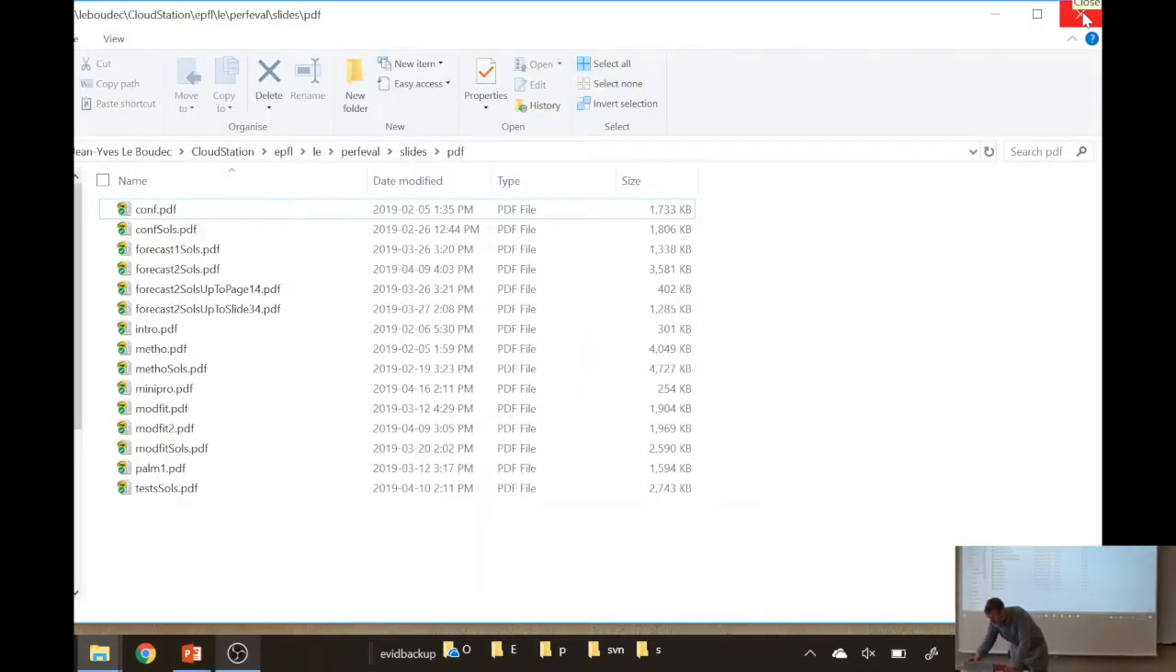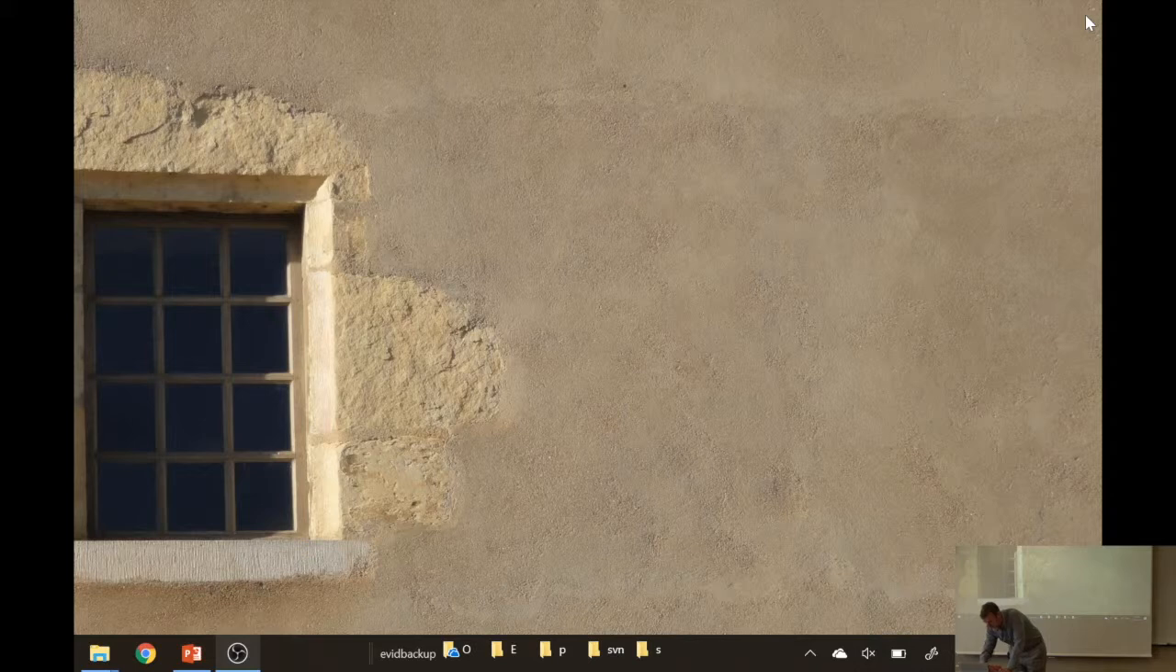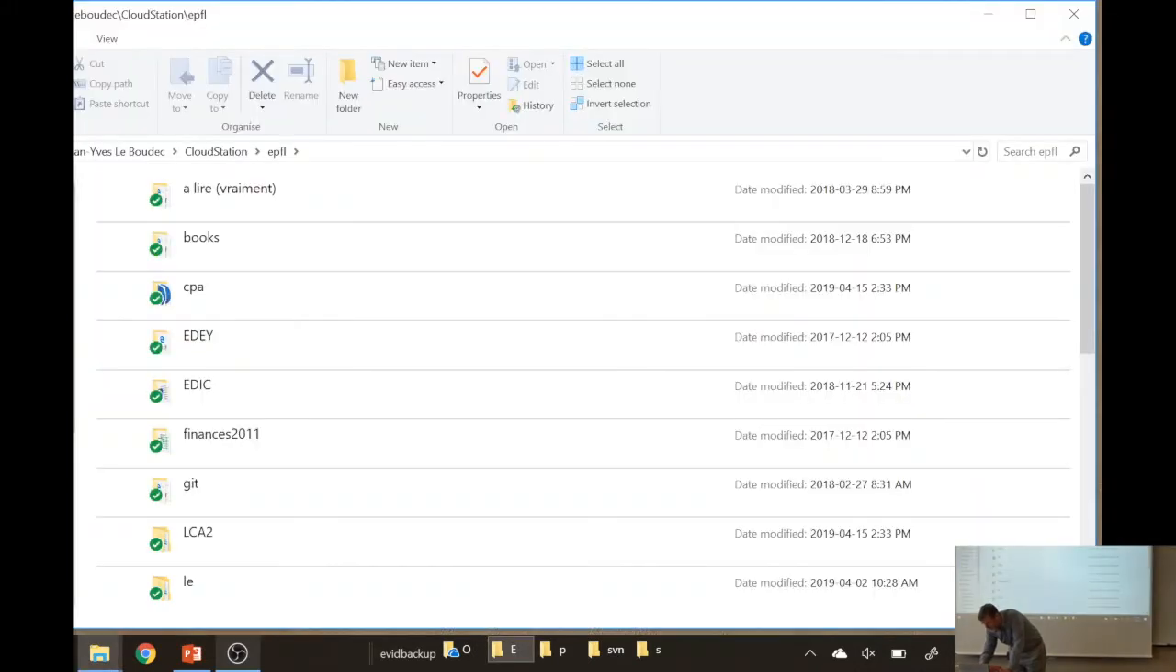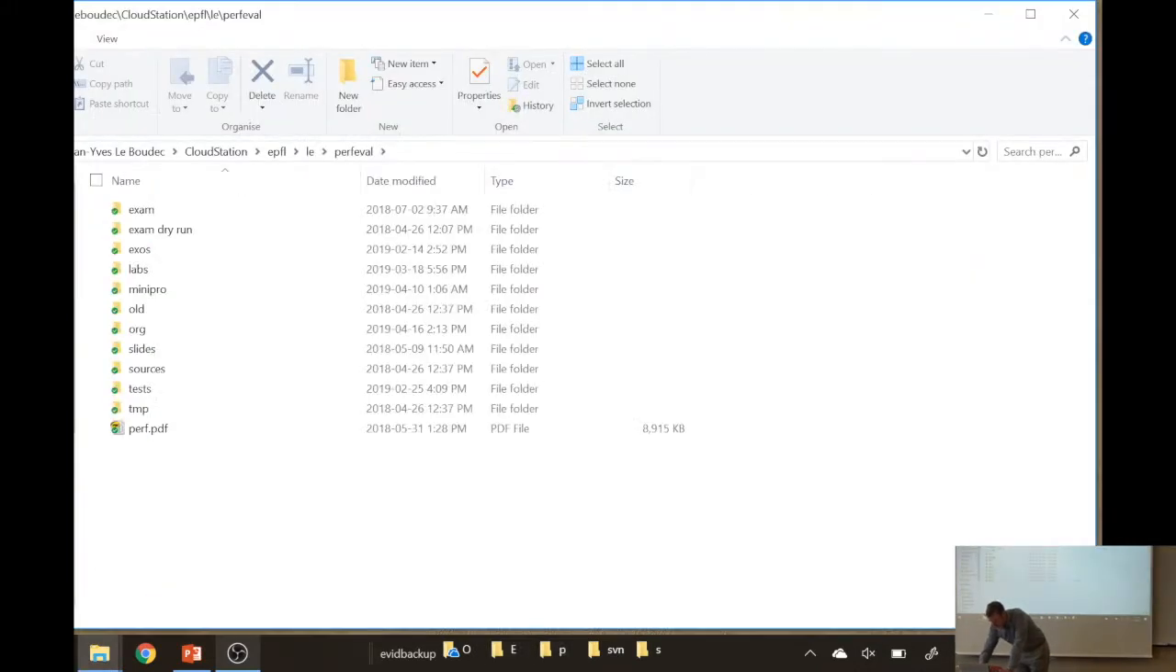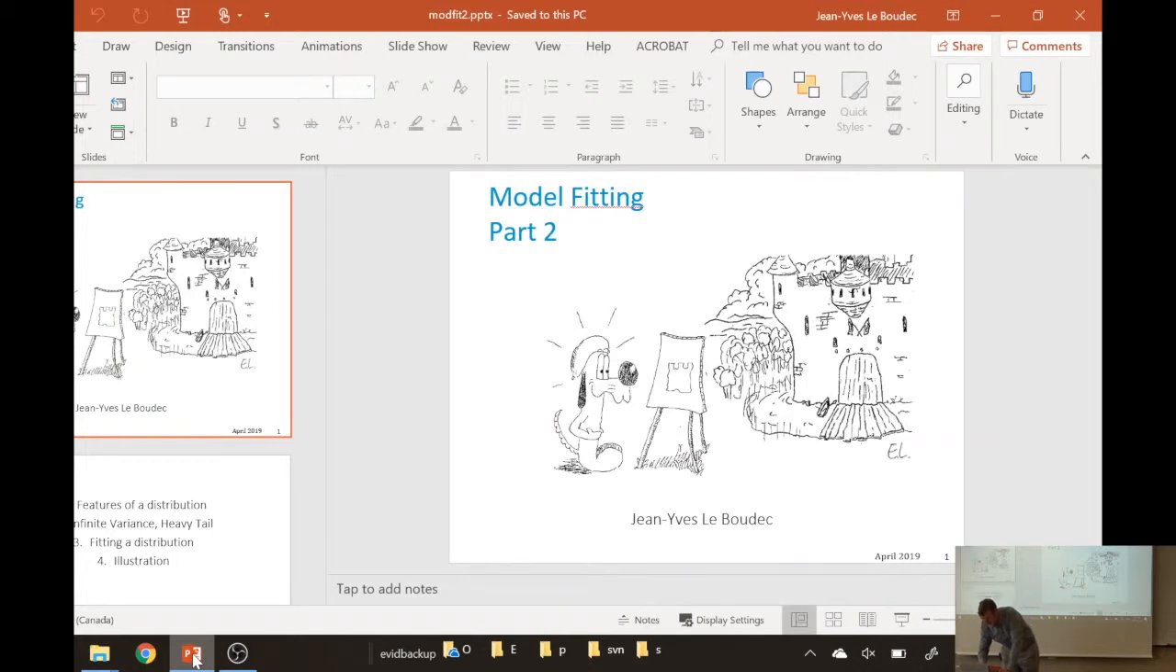Now we move to the following part of our module on model fitting, which is here.